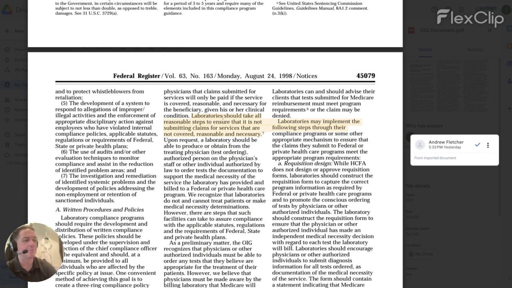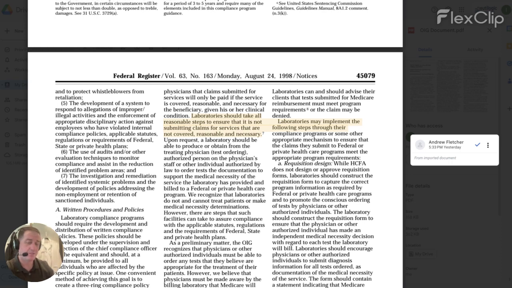Laboratories should take all reasonable steps to ensure that it is not submitting claims for services that are not covered, reasonable, and necessary. I remember looking through some reports about how many times we were ordering RBC folate, and we all know that that's the wrong test. People really wanted serum folate, but regardless, we were billing Medicare for them. I was like, "Oh, this could be a compliance issue. I think we're ordering tests that might not be medically necessary."